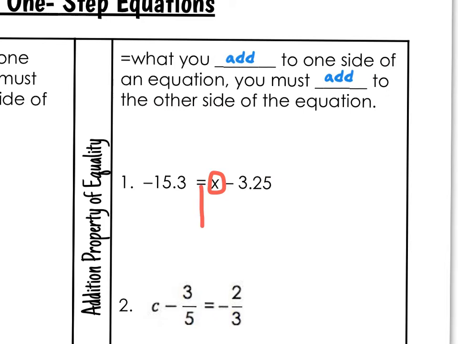So I'm going to go ahead and write that underneath that. Okay, and then do it on the other side. Add 3.25. You have to do it to both sides to make that equation still equal. The left side equal to the right side.